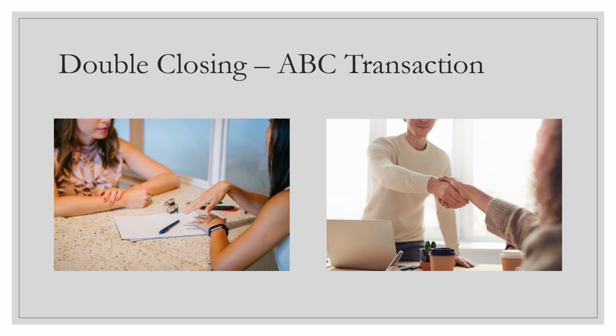Now we'll speak about the double closing. The double closing is a wholesale technique where there is a simultaneous purchase and sale of a property involving three parties. It is also known as an ABC transaction. The original seller would be party A. The wholesaler in the middle would be party B, and the wholesaler's end buyer would be party C.